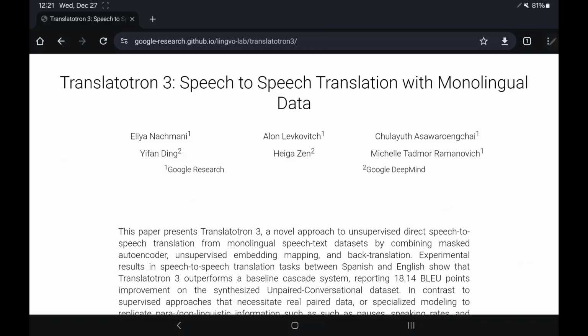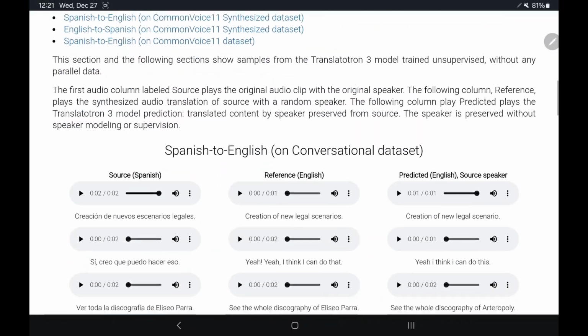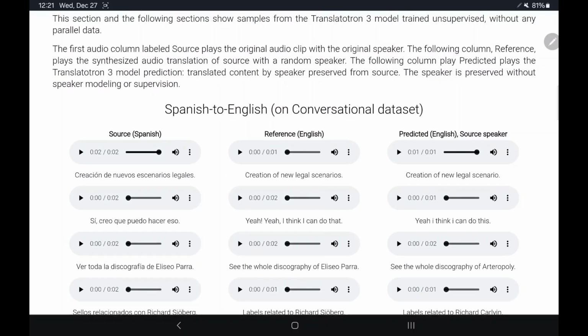So Translatotron 2 did this with paired data. This is with unpaired data. So given a data set of English and a data set of Spanish, they don't have to be pairs. The English doesn't have to be paired with the Spanish, which is very cool. And you can see an example of that kind of working down here.